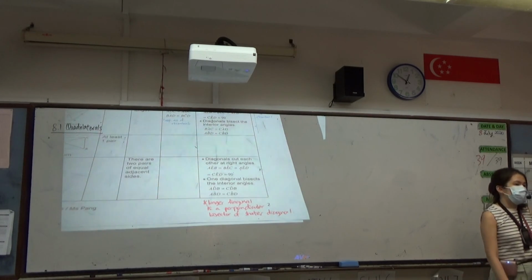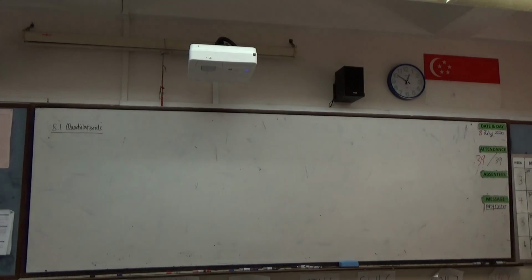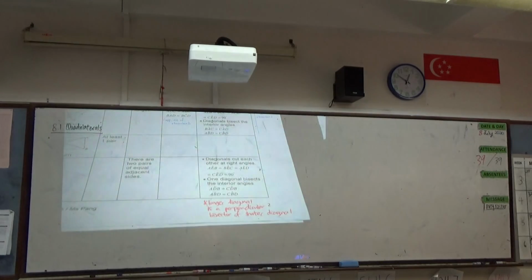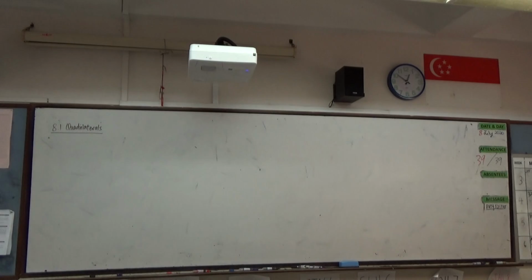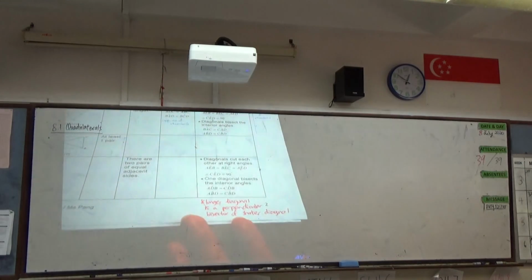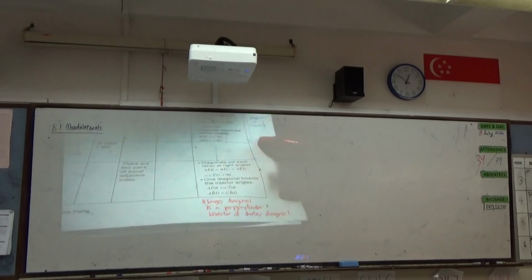Regarding what is a perpendicular bisector, we will cover more about that when we arrive at the geometrical construction chapter, which is the last chapter that we will cover for this year. Okay? So longer diagonal is a perpendicular bisector of shorter diagonal. Can see?